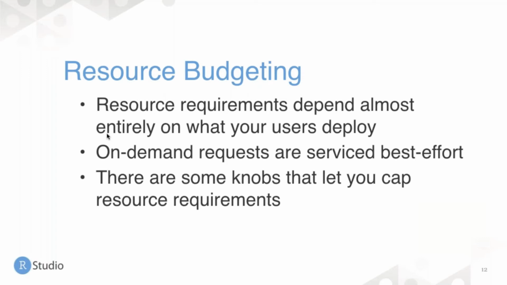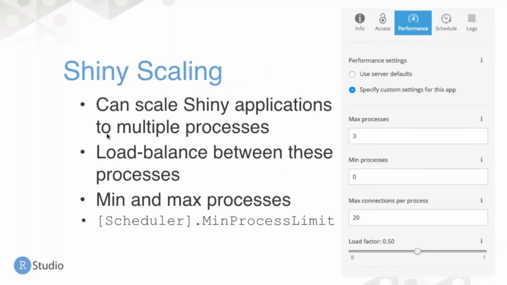But there are some knobs and some tuning that you can do to cap the resource requirements available to particular applications or different use cases. So first of all, around Shiny, there's a notion of Shiny scaling. So you can scale Shiny applications and connect to multiple processes. So if you're not aware, R is single-threaded, and Connect can actually load balance a particular application across multiple independent R processes running that same application.